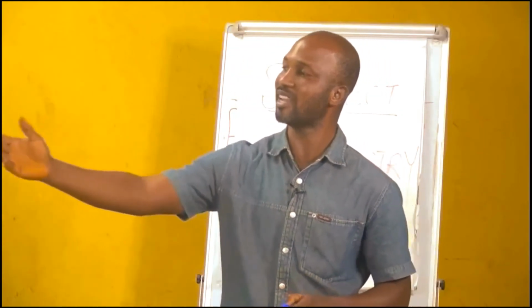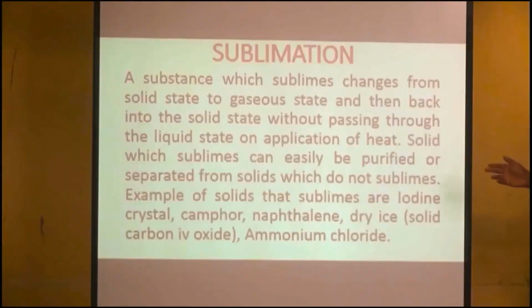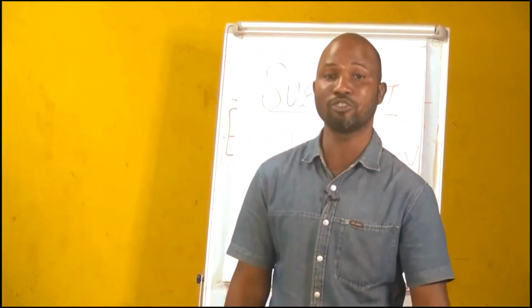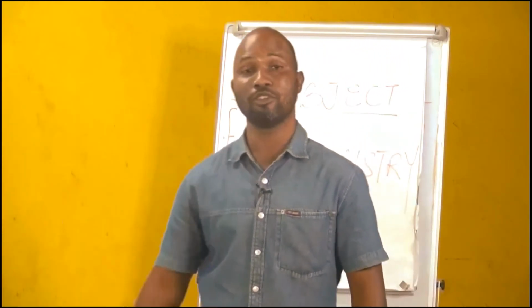So substances that can easily be purified or separated by this are iodine crystals, camphor, naphthalene, dry ice. When we say dry ice, we are talking about carbon IV oxide in solid form, and of course ammonium chloride. So these are substances that can sublime. So if you see them in your examination, be quick to remember that sublimation can be used.